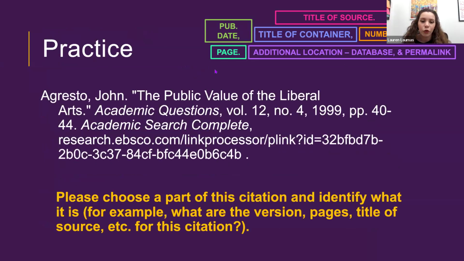I basically just have students raise their hand and identify who is the author, what's the title, what's the year, what's the publication date. I just have them do it that way, informally. So they're basically just trying to identify what all the elements are within this particular citation. So John Agresto is the author, Academic Search Complete is the database, things like that.